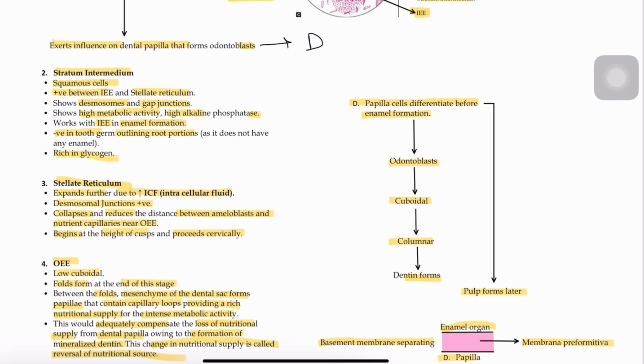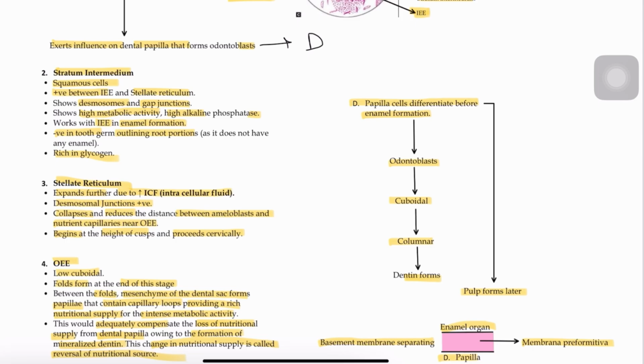Now outer enamel epithelium, low cuboidal cells, they will form folds, और उसकी वजह से there is reversal of nutritional source from dental papilla की जगह पे, because dentine has formed and it has cut off the supply. Now outer enamel epithelium will form the nutritional supply for the growing ameloblast.